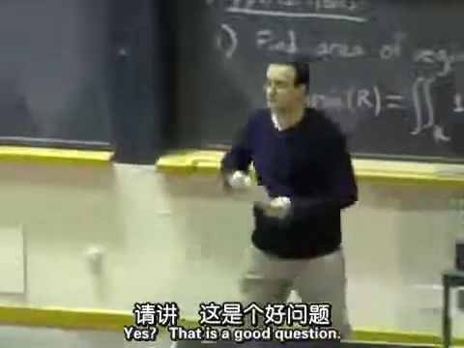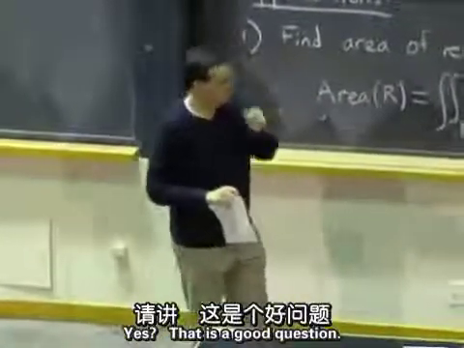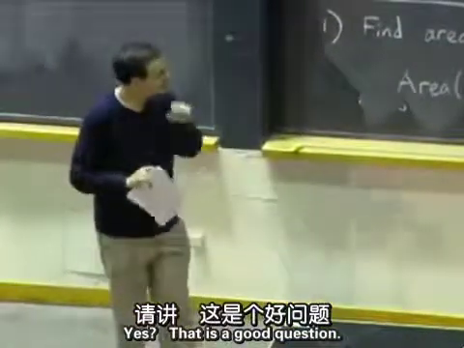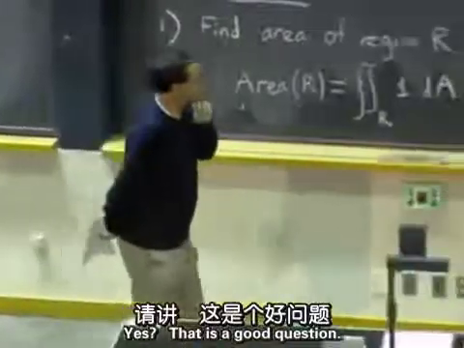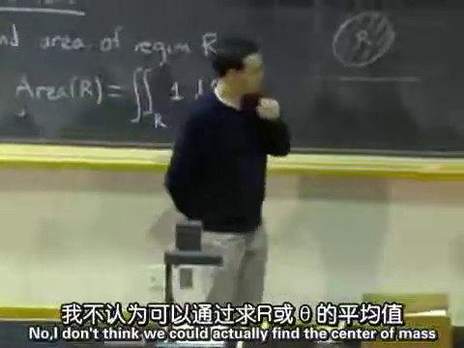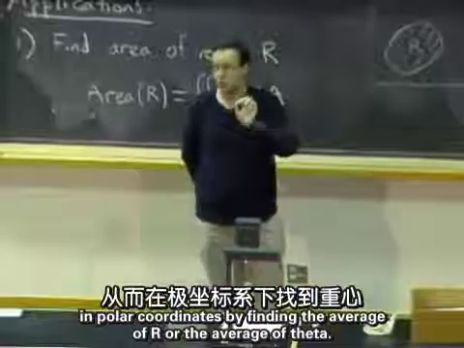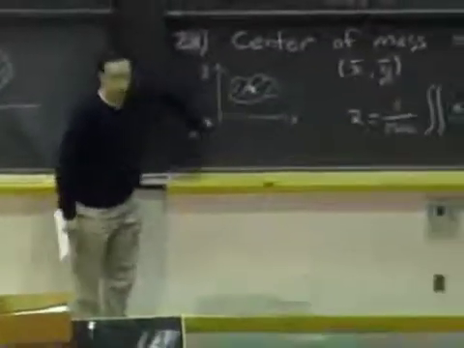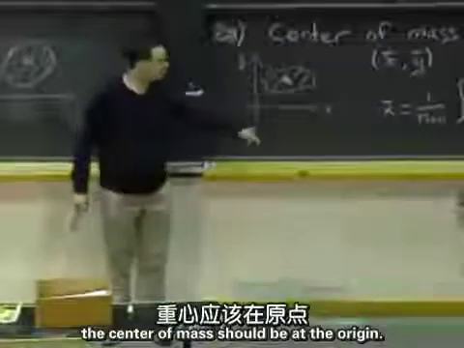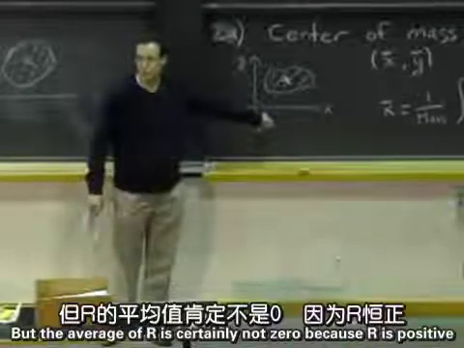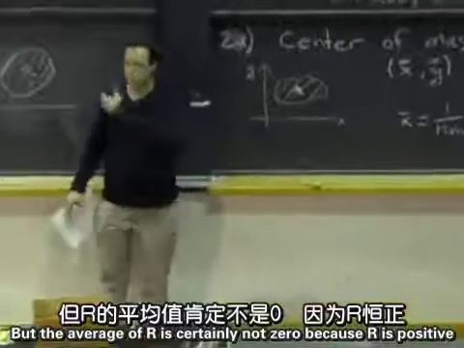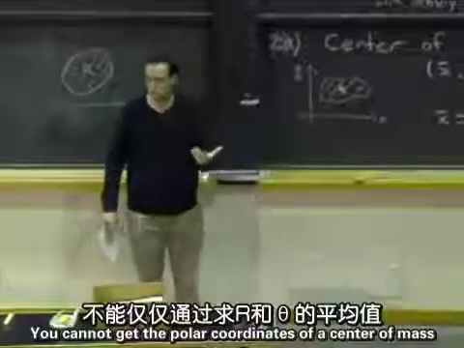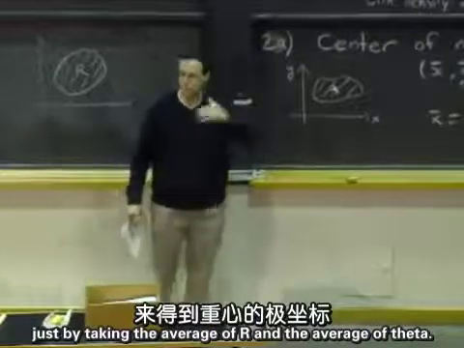Yes? You have written the center of mass in general using x and y coordinates. If we want to use polar coordinates, do we just substitute r and theta as well? That's a good question. No, I don't think we can find the center of mass in polar coordinates by finding the average of r or the average of theta. See, for example, take a disk centered at the origin. Well, you know that the center of mass should be at the origin, right? But the average of r is certainly not 0 because r is positive everywhere. So that doesn't work. You cannot get the polar coordinates of the center of mass just by taking the average of r and the average of theta.